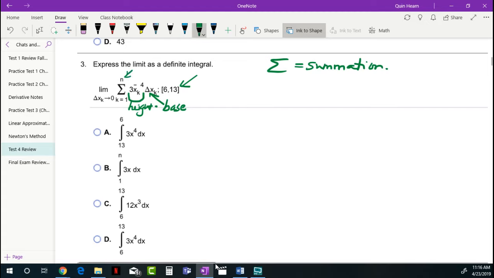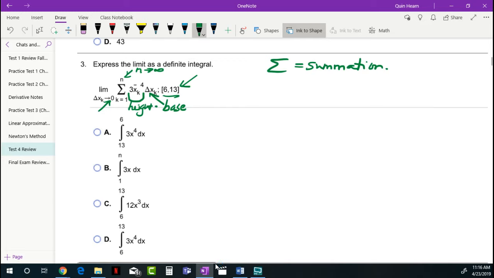And what this represents is, this symbol is the summation symbol. It's telling us on the interval from 6 to 13 that we're going to add up, and you can think of this expression here as the height, and you can think of this delta x here as the base. We're multiplying height times base of a bunch of rectangles. In fact, how many rectangles? N of them. And we're going to add that up.